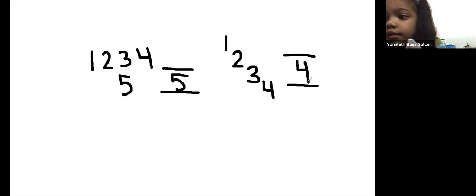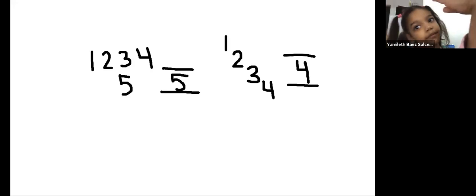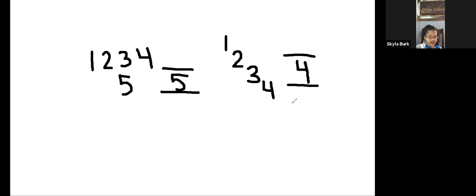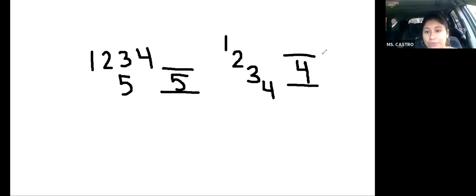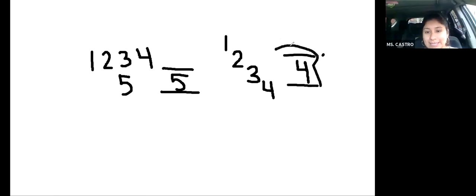So now we have 5 and 4. Which number is less? That's the smaller number. Look for the group that has less. It's a small number. Skyla, do you want to help me out? Go ahead, Skyla. 4. Very good, Skyla. So boys and girls, we're going to circle the number 4. 4 is less than 5. That's not the best circle, but Miss Castro tried her best.